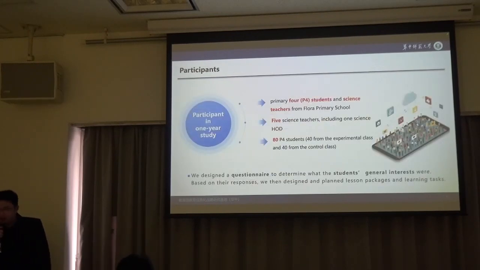And we did this study in a Singapore school, on P4 students. We have five school science teachers, and one science HOD, and eight P4 students, half in experimental, half in control class. And then we designed a questionnaire to determine what general interests are, and then to differentiate instruction.